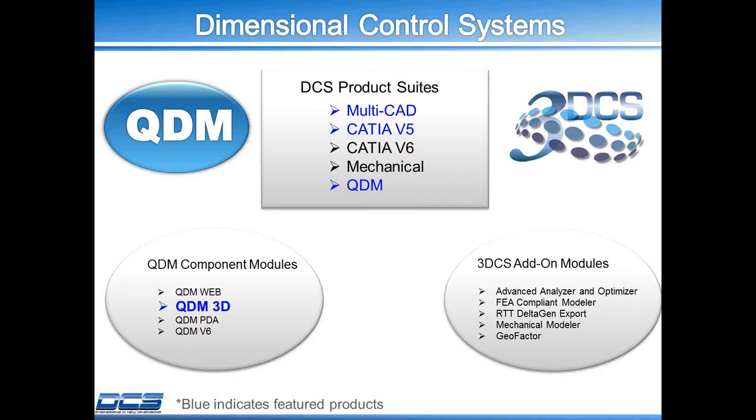We'll be talking briefly at the end about 3DCS, only in relation to 3DCS data being brought into QDM 3D. But 3DCS is available in two versions, our multi-CAD, which is a CAD-neutral version, allows you to work with any native CAD file, or the CATIA V5, fully integrated version, and we do have a CATIA V6 integrated version as well.